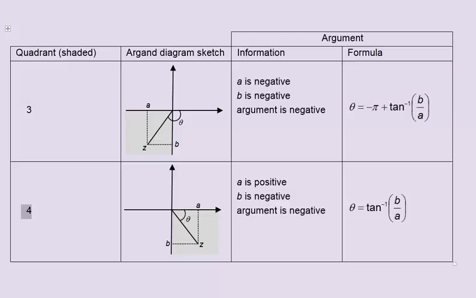Finally, in quadrant 4, shaded in the diagram to the right, the real part of the complex number a is positive, the imaginary part of the complex number b is negative, and the argument is negative. You can use the formula theta equals the inverse tangent of b over a to calculate the argument.